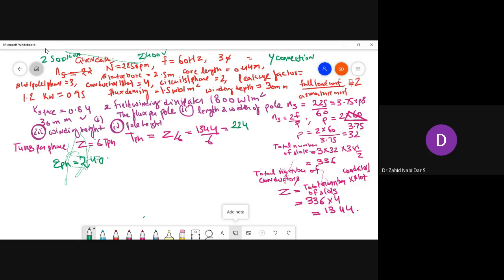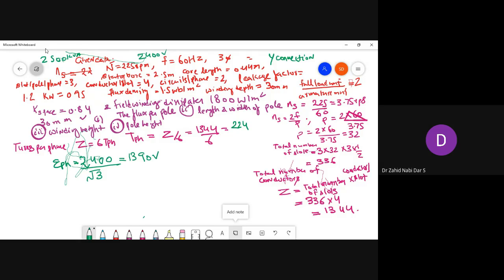Yeah, this would be 2400 divided by root 3, and this voltage would be 1390 volts. So once you get this 1390 volts, what you have to do after that is calculate the flux. The first thing: flux per pole.